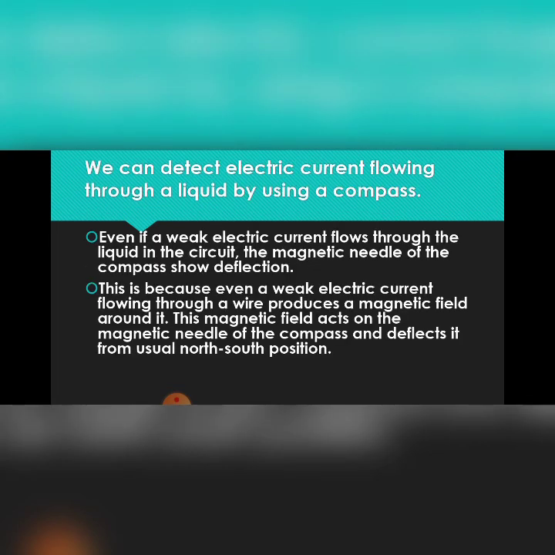We can also detect electric current flowing through a liquid by using a compass. Even if a weak electric current flows through the liquid in the circuit, the magnetic needle of the compass shows deflection. This is because even a weak electric current flowing through a wire produces a magnetic field around it. This magnetic field acts on the magnetic needle of the compass and deflects it from its usual north-south position.